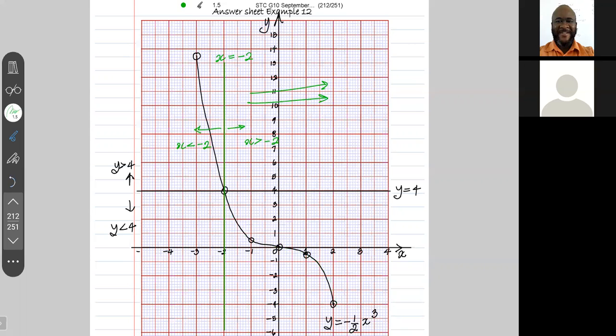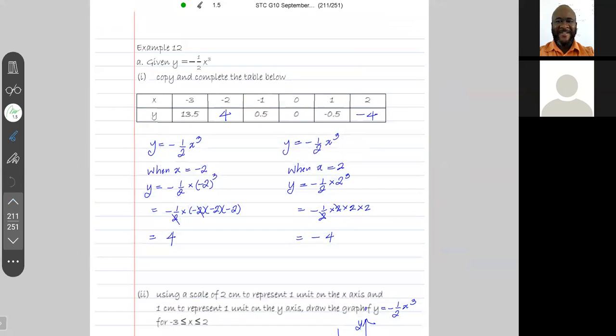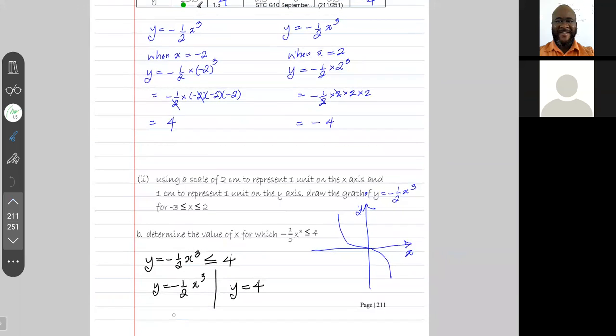So to answer my question, this is what I would say. I would say the solution of this inequality is x is greater than or equal to minus 2. Because to the right of that line, the graph itself is below the line y is equal to 4. So the values of x for which y is less than or equal to 4 is x is greater than or equal to minus 2.